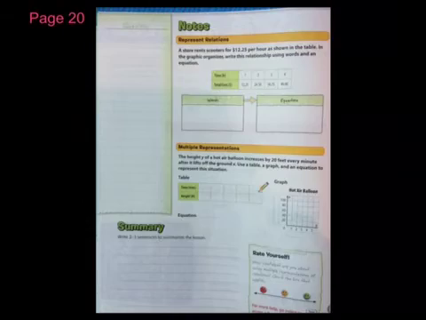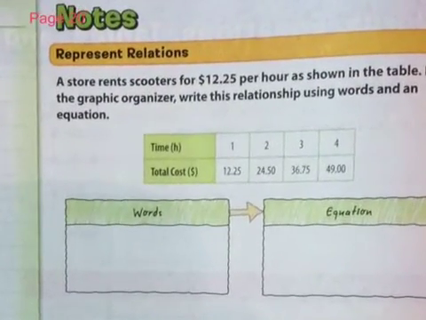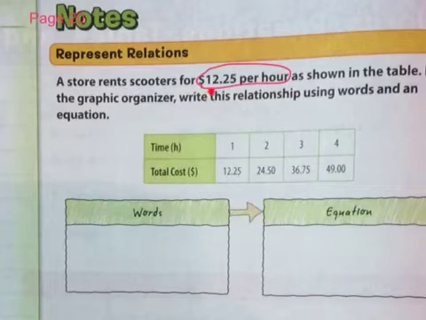Okay, now let's look at page 20. Zoom in. A store rents scooters for $12.25 per hour. Some of you can already tell that this $12.25 is going to be our constant. And when they're saying per hour, that's for 1 hour, so that's our unit rate. You have to think mathematically like this, especially because we're working with ratios. So as soon as you see a number and they're giving you that number, that's going to be the constant, and this per hour is 1 hour, so that's our unit rate. You have to start thinking this way. All right? And that is shown on the table here.